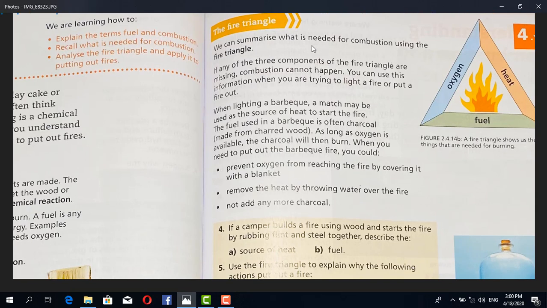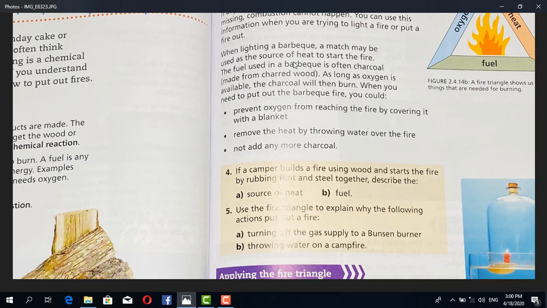We can summarize what is needed for combustion using the fire triangle, which is oxygen, heat, and fuel. If any of the three components are missing, combustion wouldn't happen. You can use this information when you're trying to light a fire or put out a fire. For example, when we're lighting a barbecue, a match may be used as a source of heat to start the fire. The fuel used in the barbecue is often charcoal. And as long as oxygen is available, the charcoal will then burn.